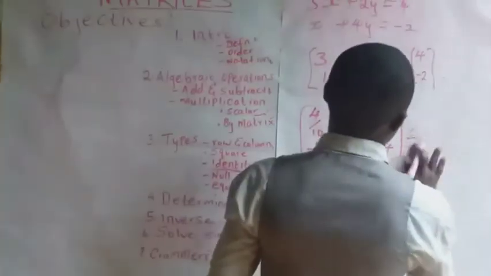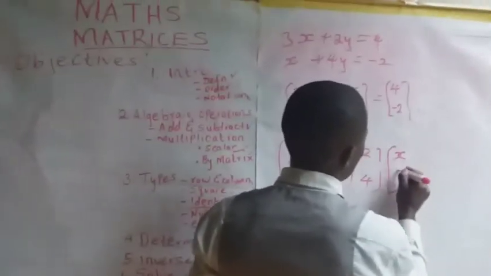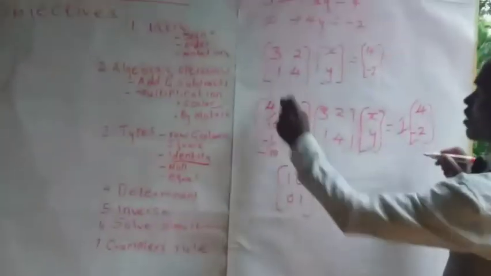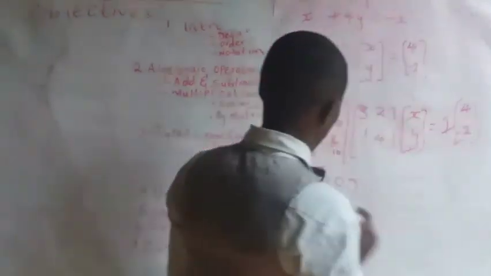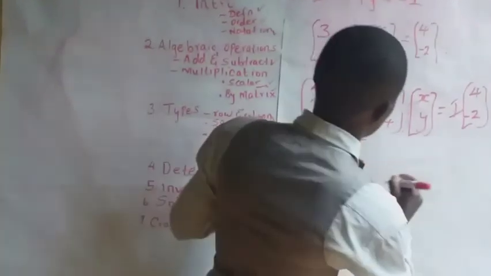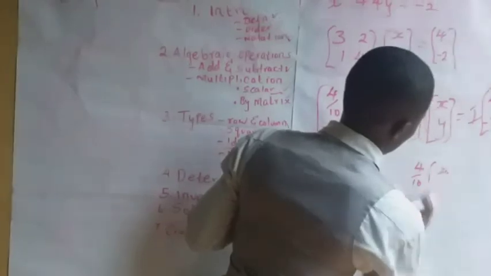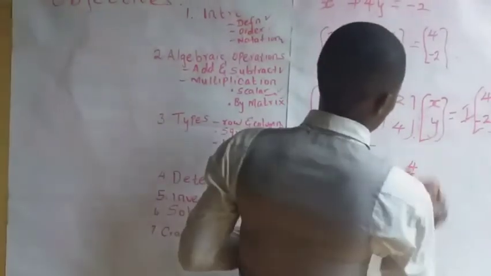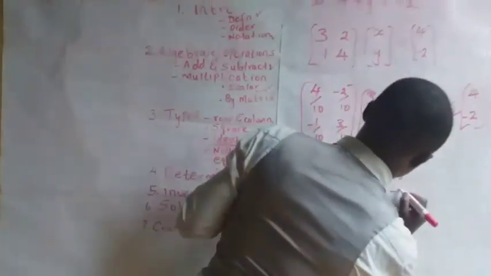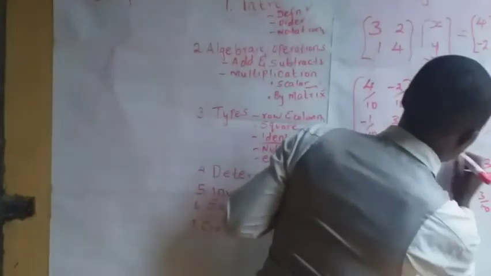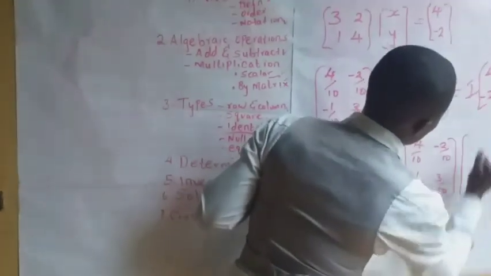So that is the matrix that we get. First of all, we write the variables matrix. Then this matrix, 4, negative 2, we want to multiply by the inverse. So let's multiply it directly. This is what we'll get: 4 over 10, negative 2 over 10, negative 1 over 10, and 3 over 10. So you multiply it by this matrix.